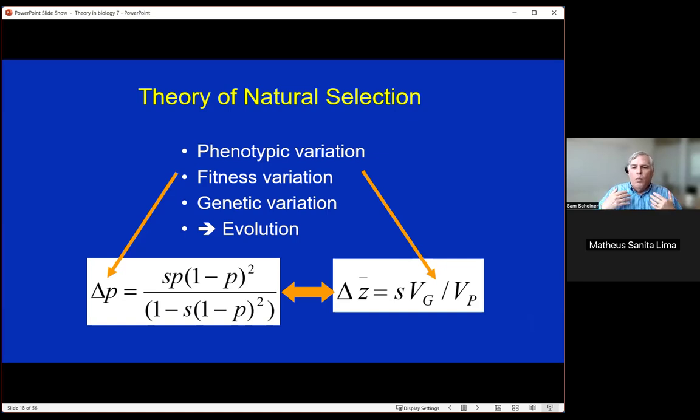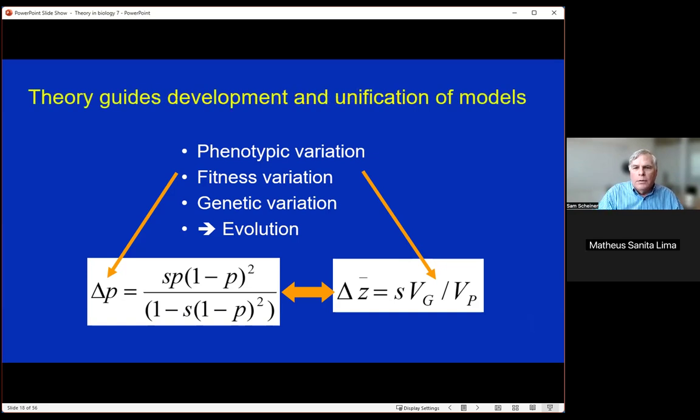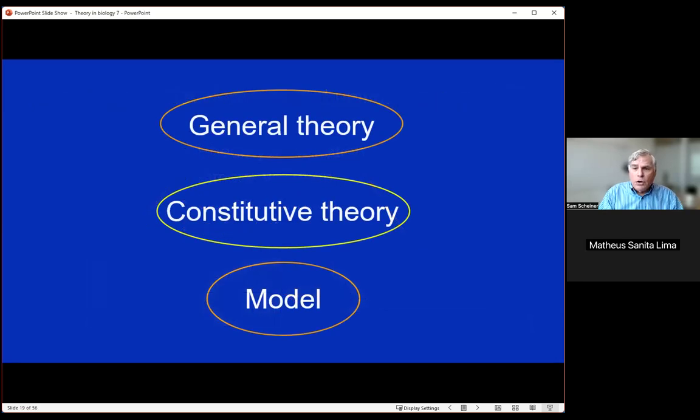But one of the things that tells us we can reconcile these models in some fashion is that they both come from the same constitutive theory. So they have to be related to each other in some form. The point is that theory guides the development of models and allows you to unify models in some way. So it both guides development and unifies models. So that's models and constitutive theories and what they are. I hope at this point you have some sense of what these two levels in this hierarchy are.